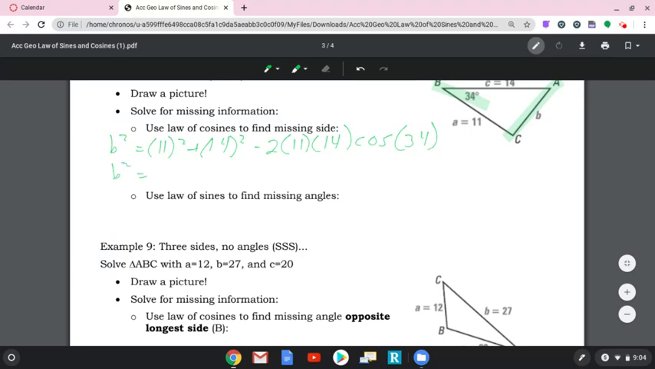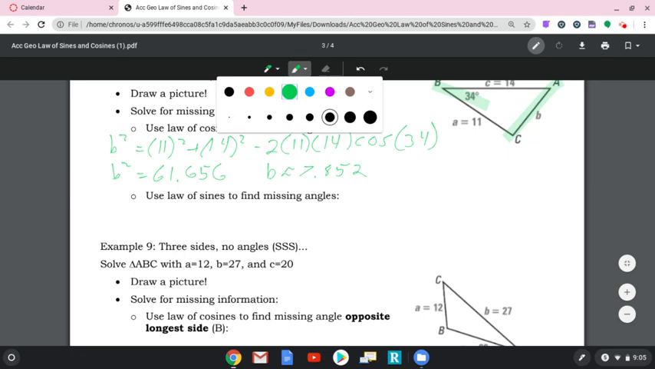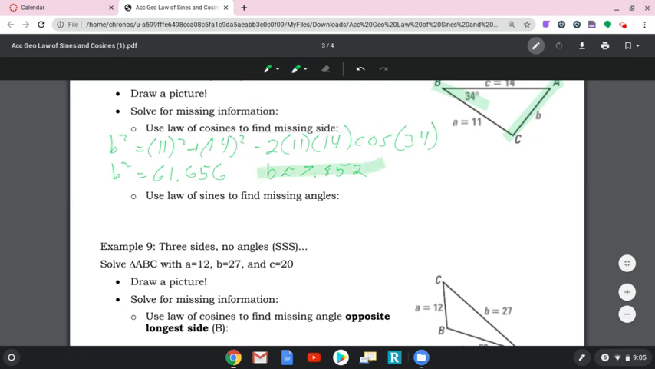I'm going to input that entire thing into my calculator so I can find b squared, exactly as I see it: 11 squared plus 14 squared minus 2 times 11 times 14 cosine of 34. And I'm going to get b squared to be approximately 61.656. Then I'm just going to take the square root of that to find my value of b, and my answer should be approximately 7.852. So that would be my unknown side, B.